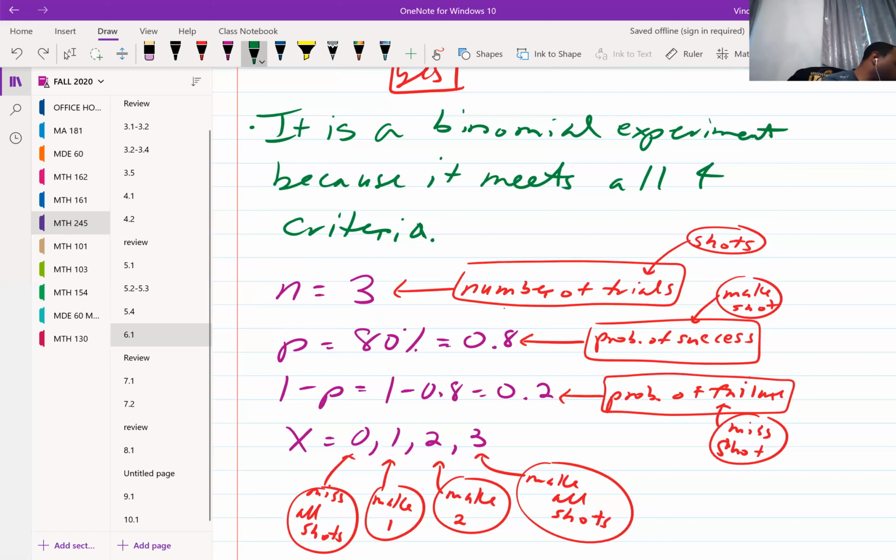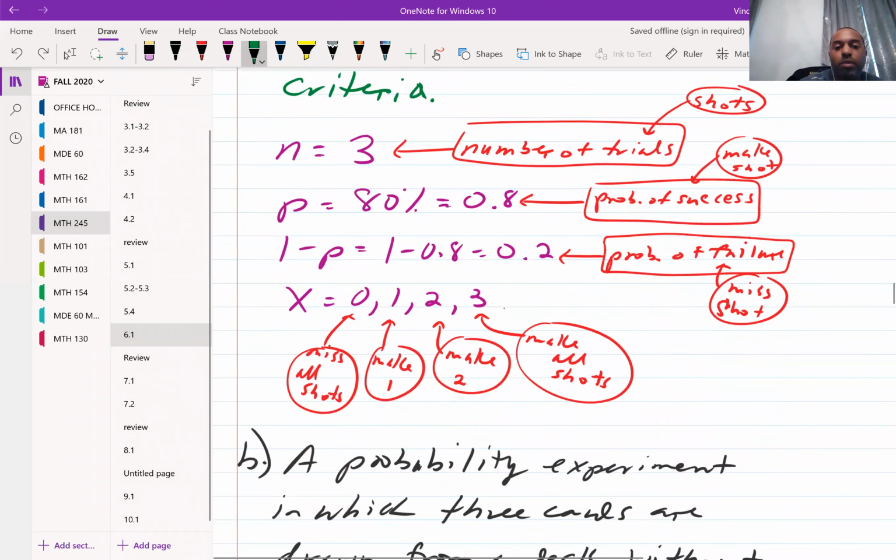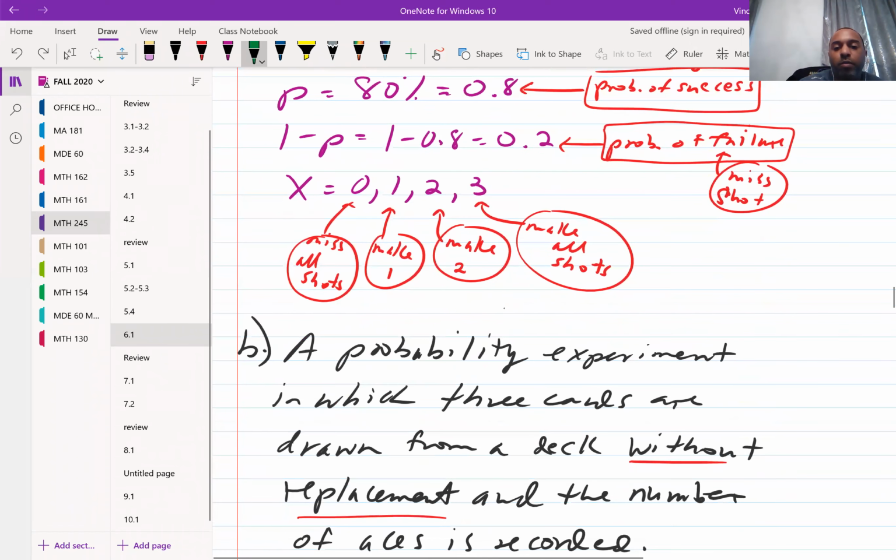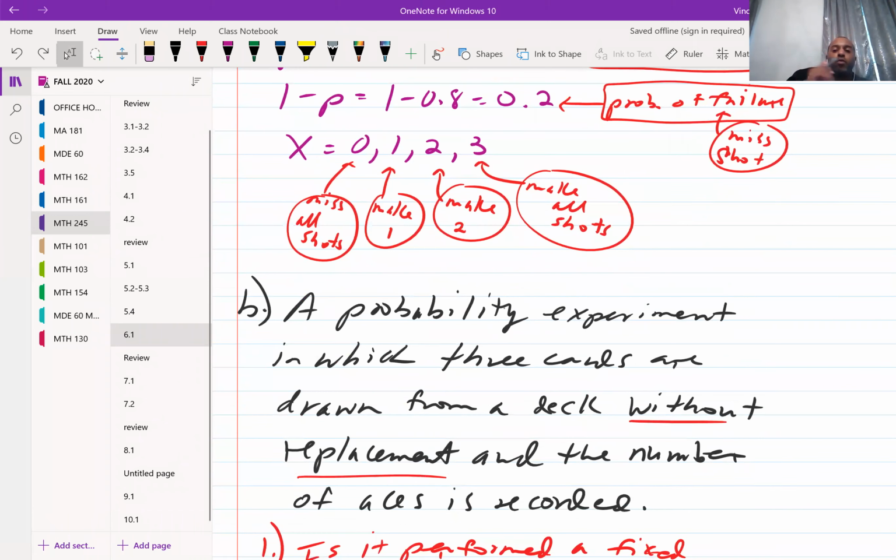All right, any questions? All right, so let's look at the next one. Probability experiment in which 3 cards are drawn from the deck without replacement and the number of aces is recorded.